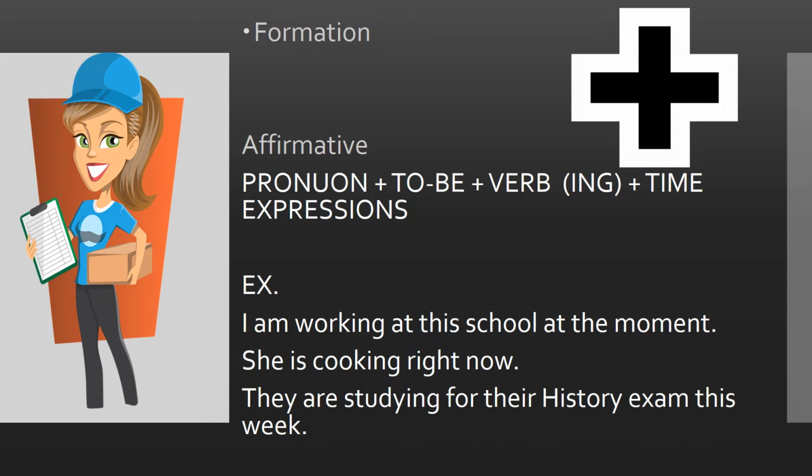First, we're gonna start talking about the formation of the sentences. We have the affirmative sentence, which starts with a pronoun. After the pronoun, we have the to be verb. Remember, the to be verb is going to be written depending on the pronoun we use. If it's I, the to be verb is going to be am. If it's he, she, or it, is going to be is. And all the rest of the pronouns, you, they, we, they are going to use are.